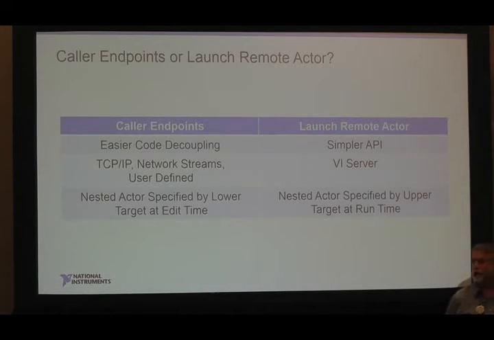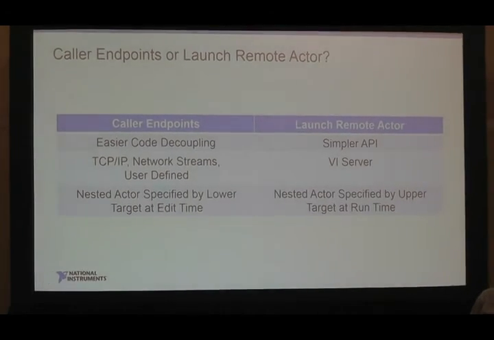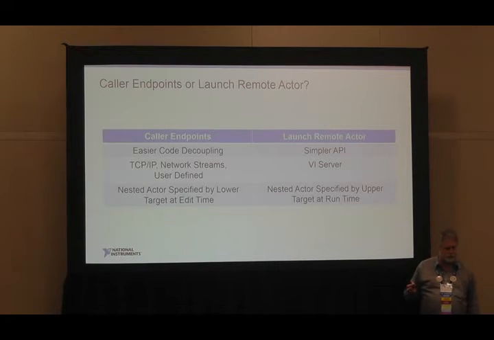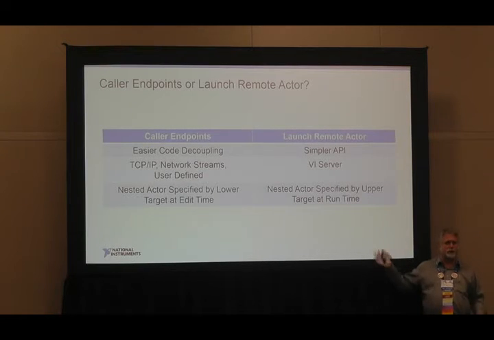I've given you two solutions, and you'll pick the one that you like best for the problem at hand, as with all things. The launch remote actor API is as simple as anything in the actor framework. But you have an easier time. The cost of that is you have to do a little more work on code decoupling, whereas caller endpoints code decoupling is fairly straightforward. Launch remote actor only uses VI server, which has its challenges. You can't secure it. IT guys don't like to let it pass through firewalls because you can do all sorts of mischief. So if your environment may not permit you to use it, that will push you back to caller endpoints. So why would you buy all that extra difficulty?